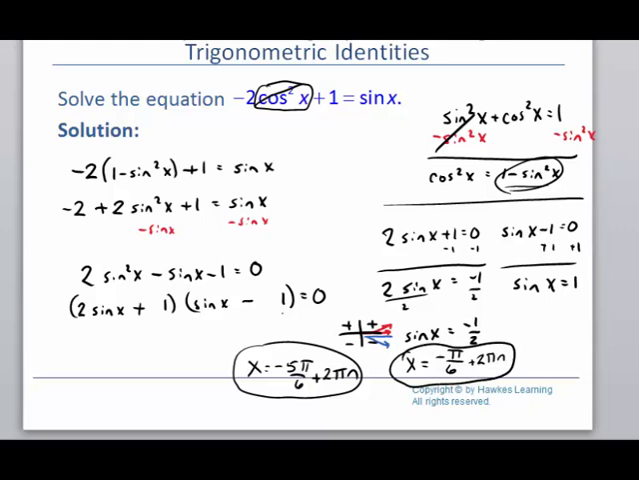All right, let's deal with this last one here. Sine x is equal to 1. That's probably easiest dealt with on your graph. There's your sine graph. We know that the sine graph is equal to 1 at pi over 2. And so we're going to have pi over 2 plus 2 pi n as a third set of solutions.